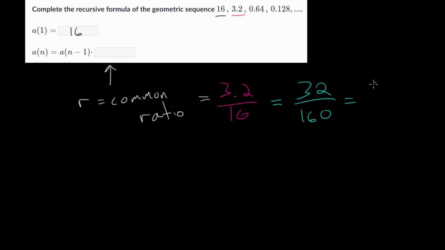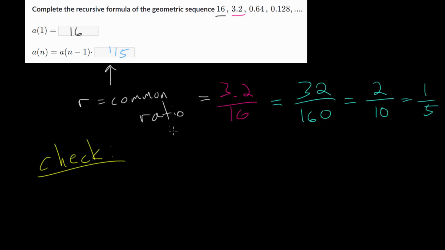32 over 16 is 2. 160 divided by 16 is 10. Simplifying this, we get 1/5. So that should be our common ratio, which we'll put into the box here. But let's check our work now, just to make sure, since this is a tricky problem. You could also check your common ratio by just choosing 2 other numbers and following a similar pattern.